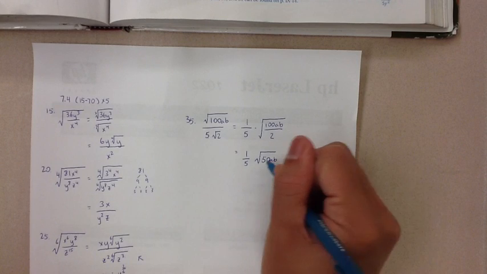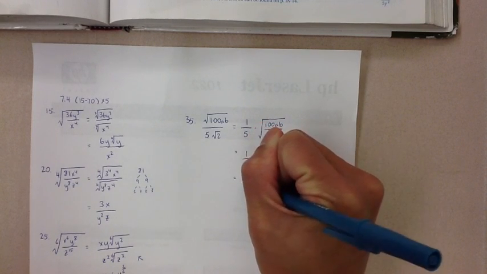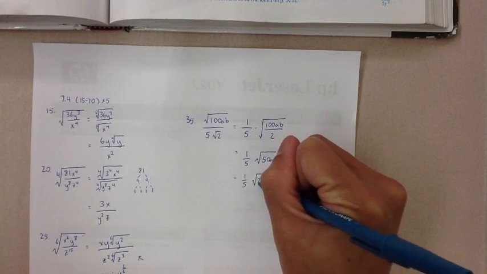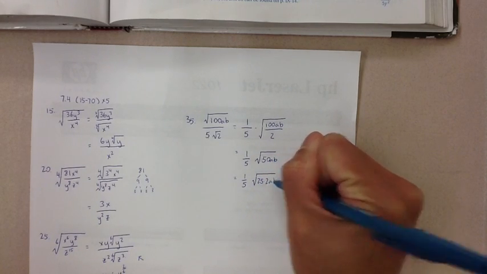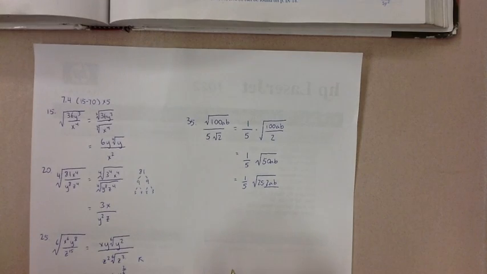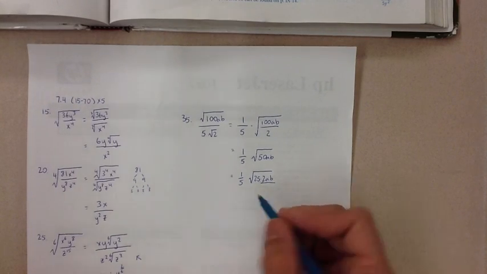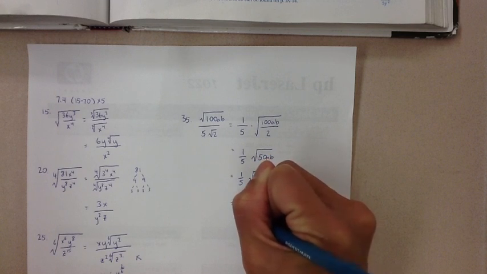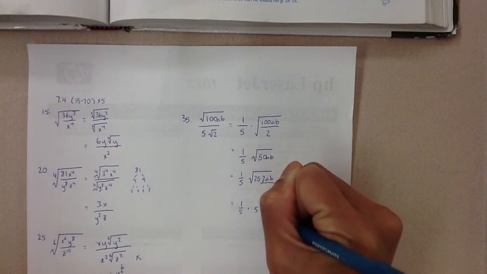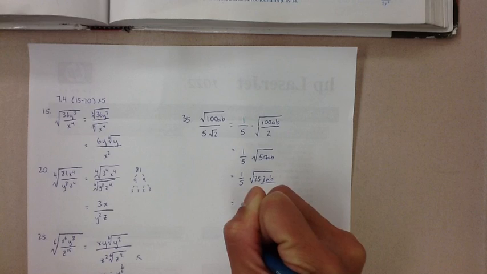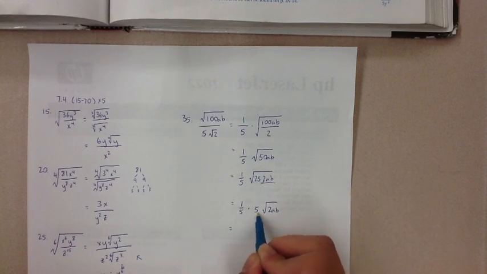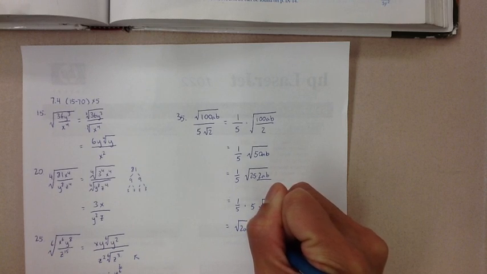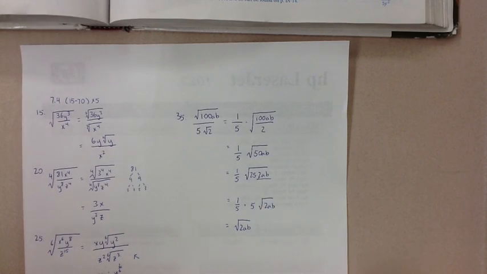And we got 50ab, well, square root of that. This is the same thing as what? 25 times 2ab. This is not going to simplify, but my 25 will. 25 simplifies to 5. So this is 1/5 times 5 root 2ab, which will be the same thing as 1/5 times 5 is 1, so 1 times radical 2ab.